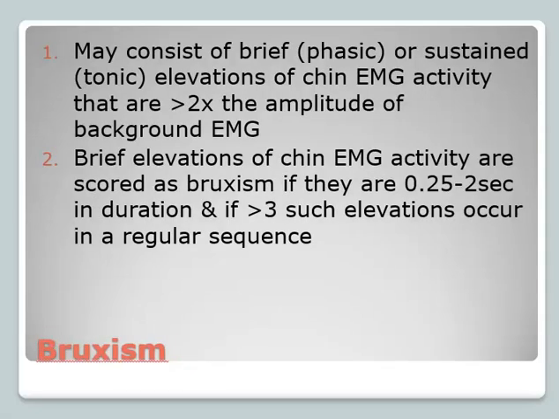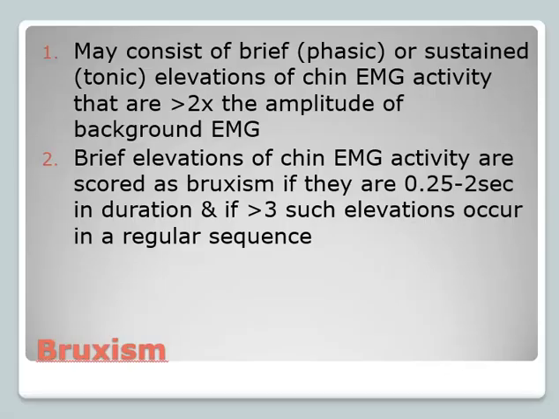Bruxism. There's a couple different types of bruxism that you can see, which is teeth grinding. It can be brief, which is also called phasic, meaning you'll see these phasic twitches in the EMG muscle, or sustained or tonic elevations of the EMG muscle activity, meaning they're clenching down and they're staying clenched for a little bit of time. There's different types of bruxism, phasic or tonic. You can score it. I don't think many of my samples have bruxism.